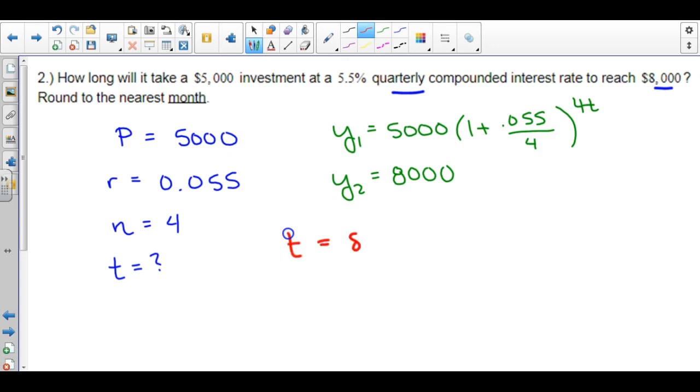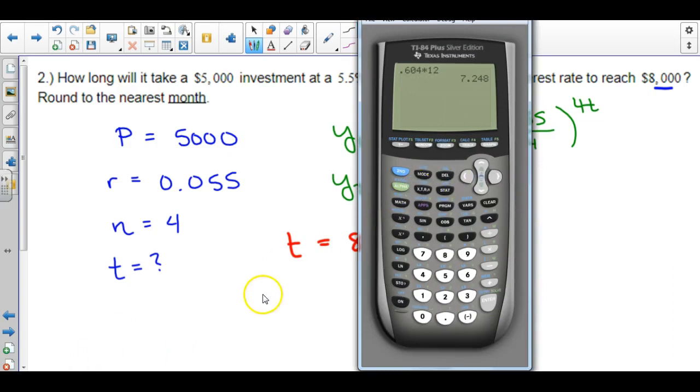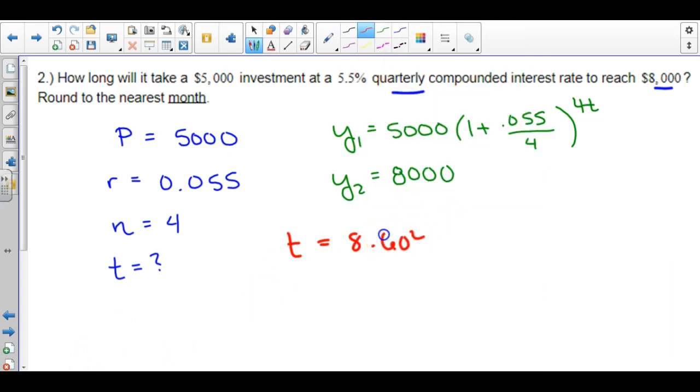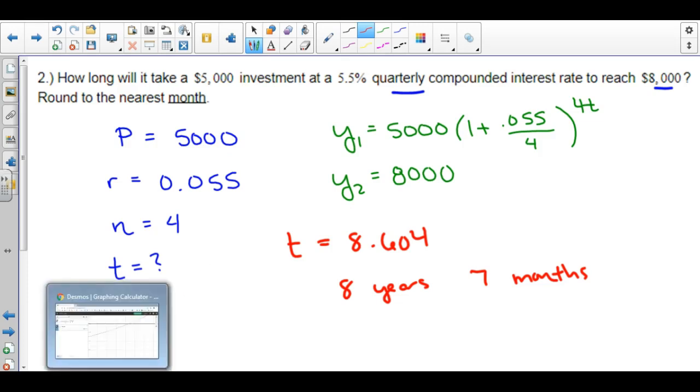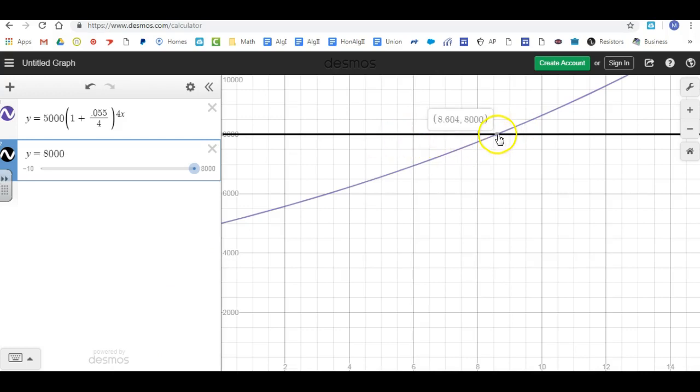So t equals, and I forgot what the original amount was already, 8.604, which ends up basically being 8 years, and then that 0.604 was 7 months. Alright, so that is one of the cases where instead of the problem asking what the balance is after like 5 years or 6 years, in this case I want to know when. So since I wanted to solve for time, I needed to find that intersection of the curve and the line.